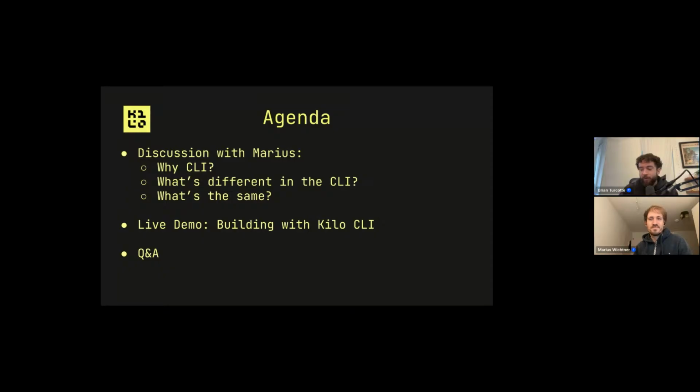So the first question I have is, why does the CLI exist? We have the VS Code extension, we have JetBrains, we have cloud agents in the browser, we have all these interfaces where you can access Kilo. Why do we feel like we needed a command line interface on top of all of that? It's actually a fundamental question on what product do you build in agentic coding, I guess.